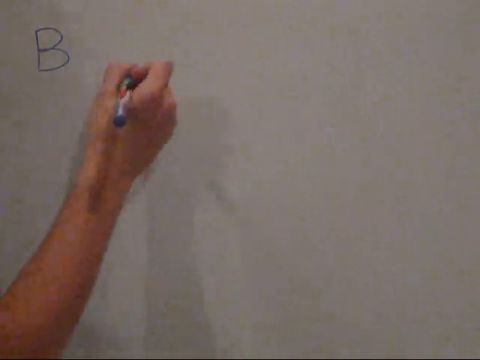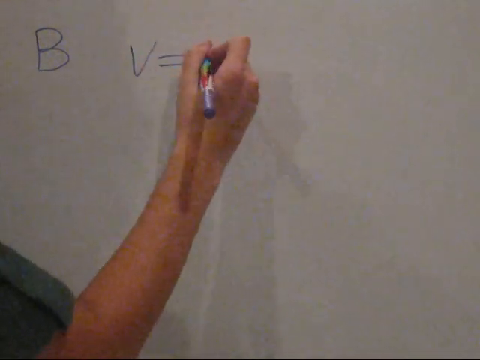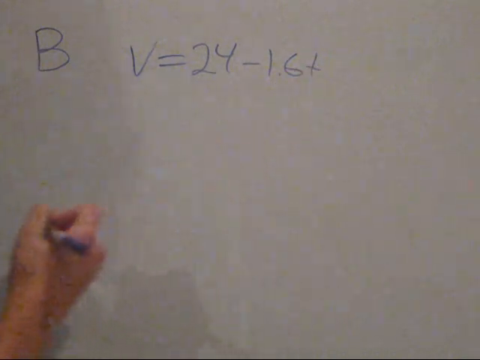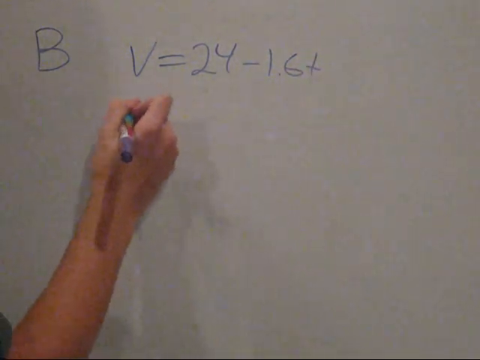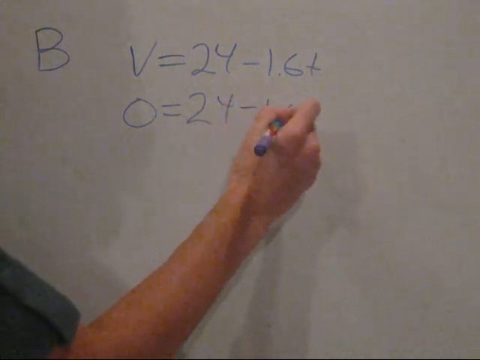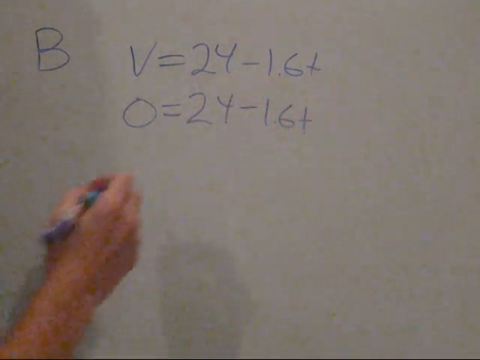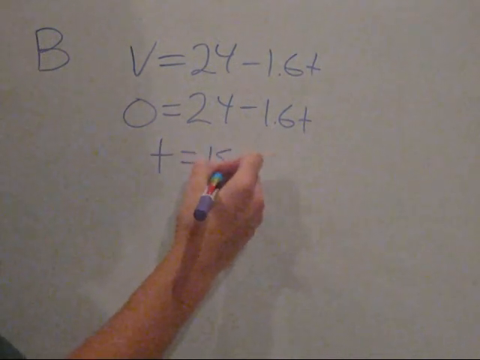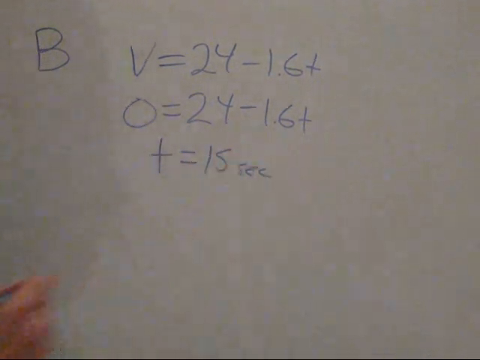To find when the rock reached its highest point, we'll take the velocity, v equals 24 minus 1.6t, and set it equal to 0. And then you solve that for t, and you get t equals 15 seconds. The rock reached its highest point at 15 seconds because that's when the velocity equals 0.